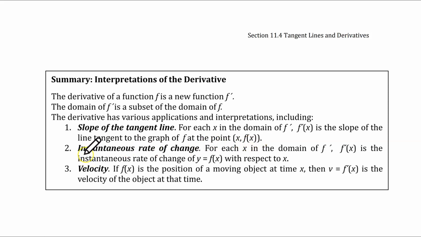And we also interpret the derivative as the instantaneous rate of change. So the derivative is the instantaneous rate of change of the function with respect to x. And lastly, we interpret it as the velocity. So if your function is a position function of a moving object at time x, then its derivative is interpreted as the velocity of the object at that time.